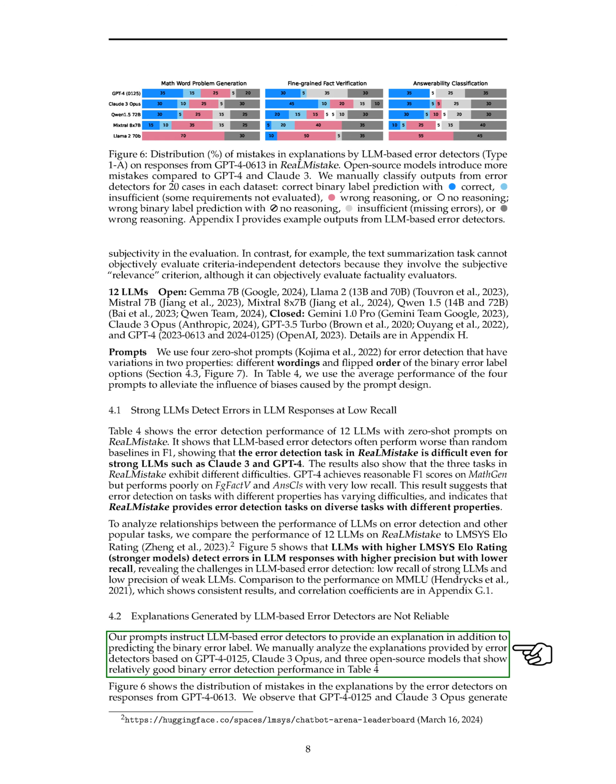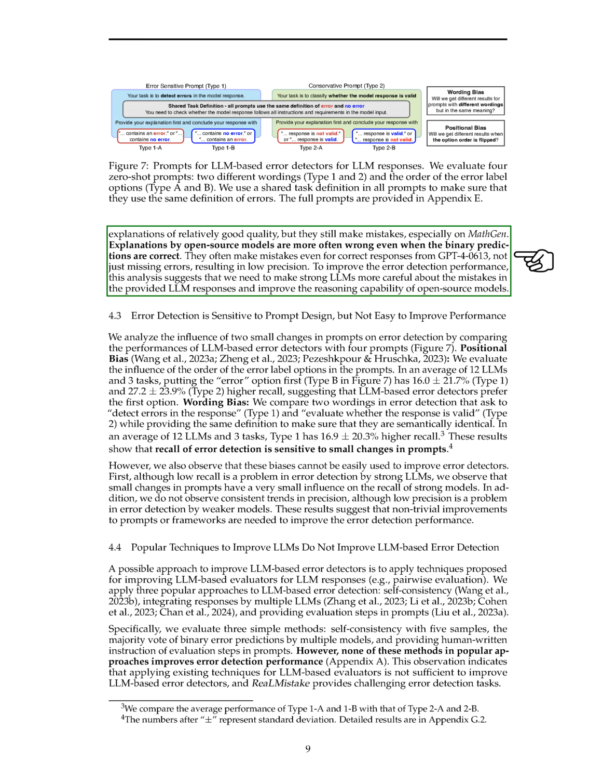We found that GPT-4-0125 and Claude 3 Opus give explanations of decent quality but still make mistakes, especially on MathGen. The explanations by open-source models are often incorrect even when the binary predictions are right. They tend to make mistakes even for correct responses from GPT-4-0613, not just missing errors, leading to low precision. To enhance error detection performance, our analysis suggests that we need to make powerful LLMs more cautious about mistakes in their responses and enhance the reasoning ability of open-source models.